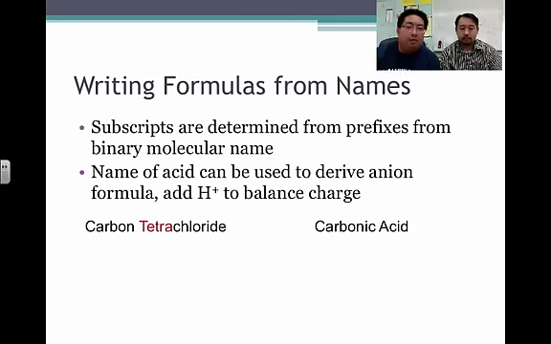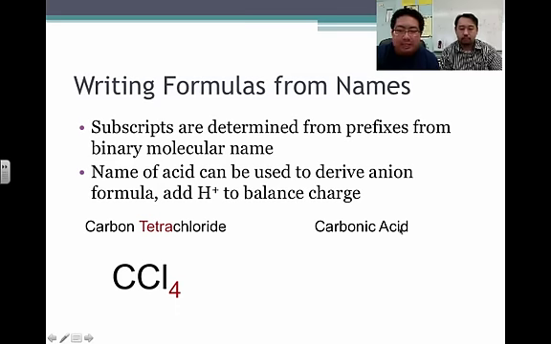So writing formulas from names is pretty easy to do because the subscripts are going to be whatever the prefixes are. So if you know the prefixes, you know what to add. It literally tells you how many of each. So for instance, carbon tetrachloride down there literally tells you there's one carbon, 4 chlorines in the formula. Right, so the tetra- is the 4 for the subscript.